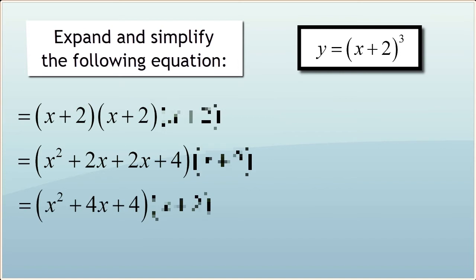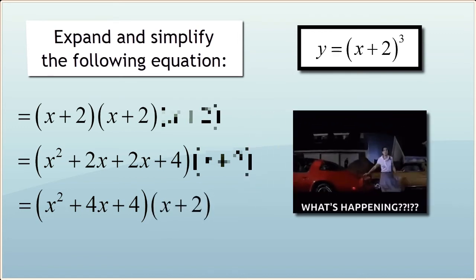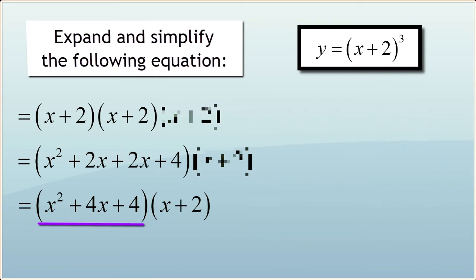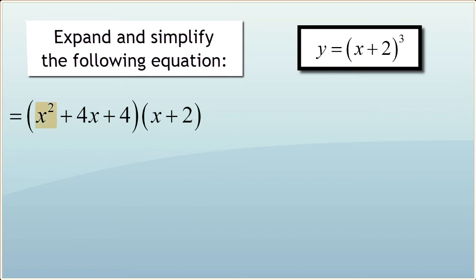Now we need to combine these terms with another iteration of x plus 2. This can seem intimidating because there are so many terms to deal with. I like to focus on the first set of brackets and use that as my starting point. Starting with the x squared term, multiply it in order through the second set of brackets. In other words, let's determine what is x squared times x and x squared times 2. Now we're done with x squared.